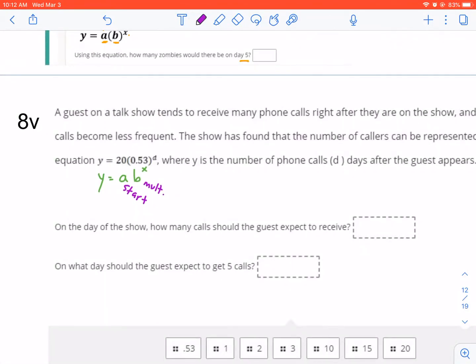On the day of the show, how many calls should the guest receive? So that's at the beginning, at time 0, and so that answer is going to be 20, and you're going to pop that in. On what day should the guest expect to receive 5 calls?